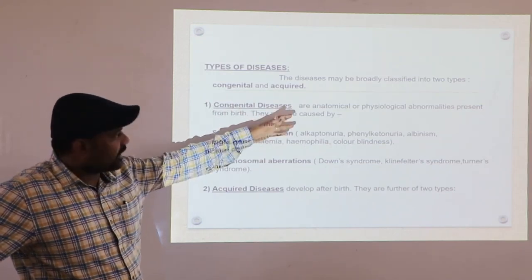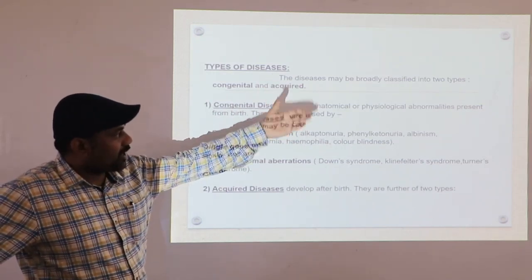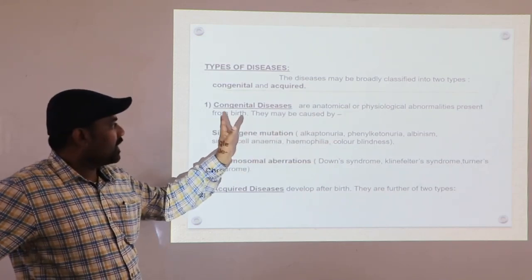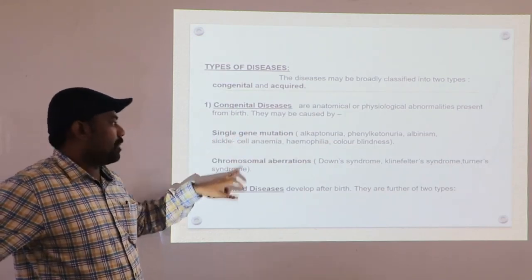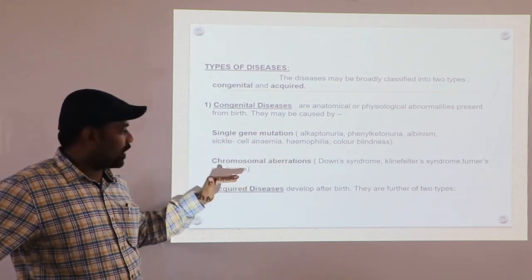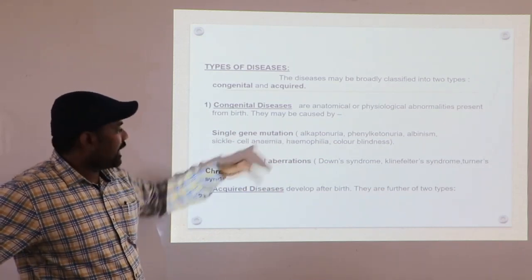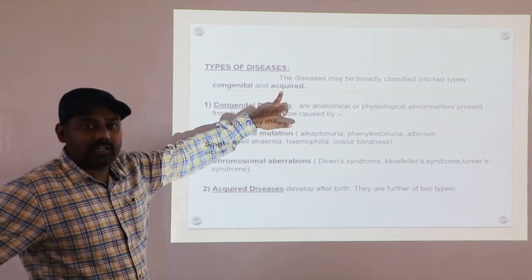What do we mean by this one? Those are anatomical or physiological abnormalities, and they are present from the birth. Next, in this, two examples. One is single gene mutation and chromosomal aberrations. Clear? Next, second one is acquired diseases.